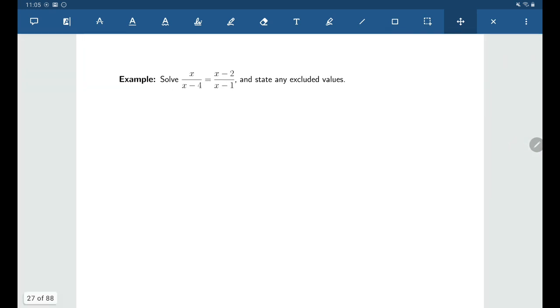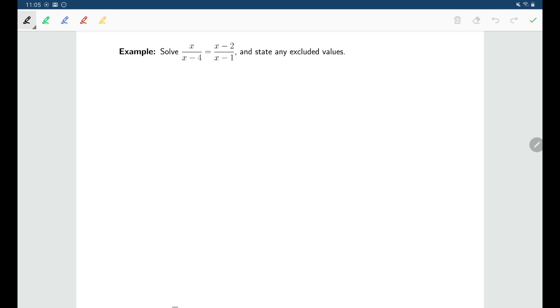So here I've got a nice little rational equation. x over x minus 4 equals x minus 2 over x minus 1. And it says to state any excluded values. And actually, I'm going to do that first. And the reason I'm going to do that first is so that by the time I get to the end and I've done my solving, I can go back and check and find out, is my solution actually one of those excluded values? Do I need to reject that solution? That's a possibility that can happen. We can find a solution and then it turns out that it's actually excluded and it must be rejected. So let's start with our excluded values.